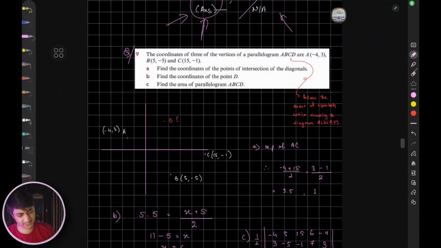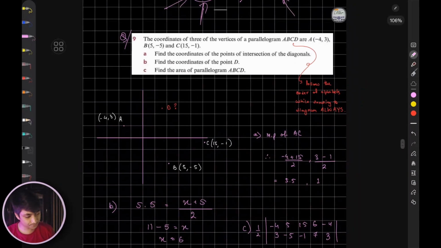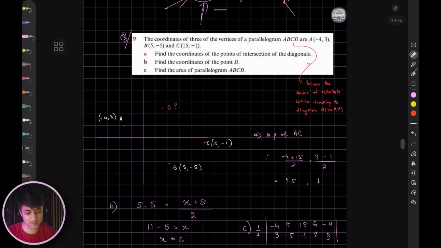Great. Again, next question. The coordinates of three of the vertices of a parallelogram ABCD. A is -4, 3, B is 5, -5, C is 15, -1. First question, find the coordinates of the points of intersection of diagonals. So, find the coordinates of intersection.